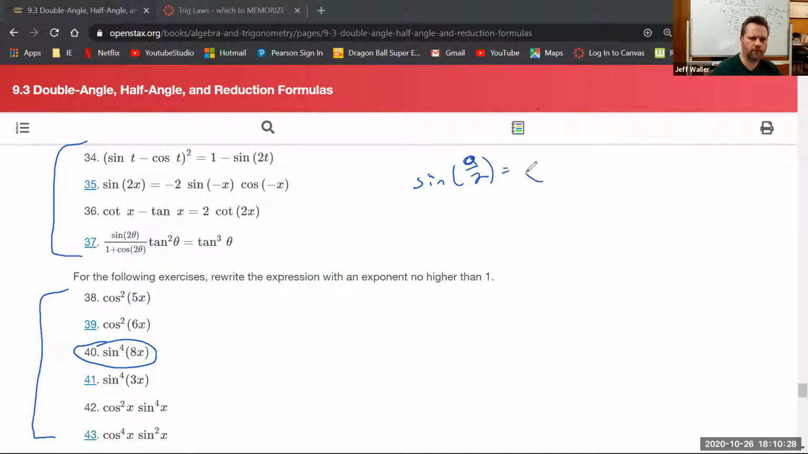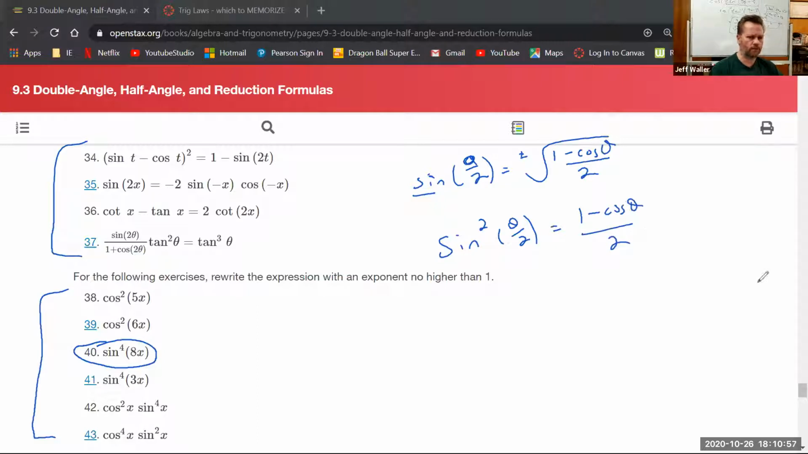The half angle formula is plus or minus the square root of 1 minus cosine, because cosine's annoying. So when it's sine, cosine makes that negative. I have no idea why. I'm trying to help you figure out how to memorize these things. So then if I square both sides, it gets rid of that plus or minus. That's nice. So I get this here, right?